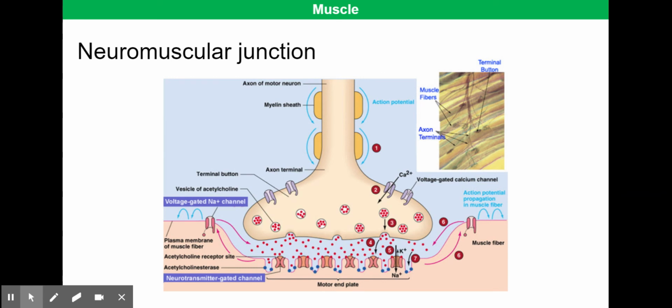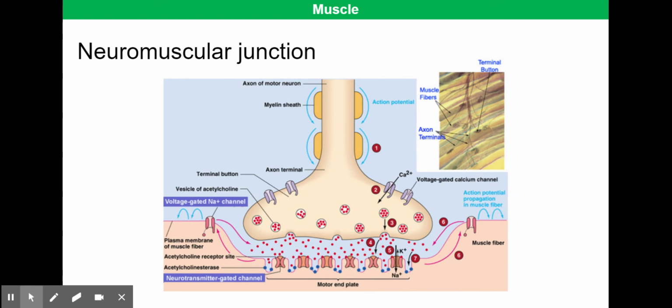Skeletal muscle is under voluntary control. Its contractions are stimulated by the somatic nervous system. The junction between the nervous system and the muscle is called the neuromuscular junction, and it has many similarities to the synapse we've looked at before. So when an action potential arrives at the end of the axon, it causes calcium ion channels in the membrane to open. Calcium ions will then flood into the end of the axon.